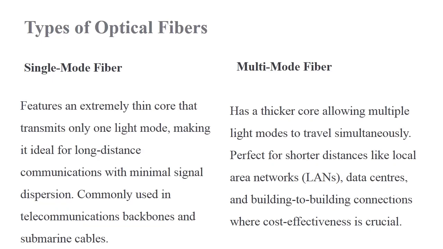Now the types of optical fibers. These two are the major classifications: one is single mode fiber and the other is multi-mode fiber. There are several other classifications in terms of diameters and refractive indexes, but these two are the major ones. As the name suggests, single mode fiber features an extremely thin core and transmits only one light mode. It is like one-way traffic. When light propagates from one end to the other, there is no possibility of signals coming from the other end.